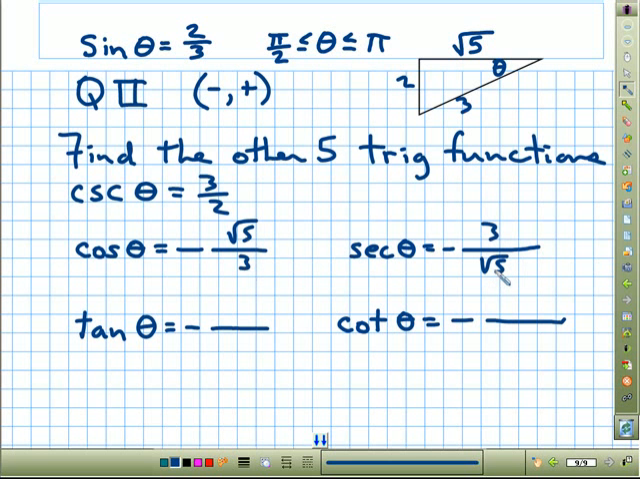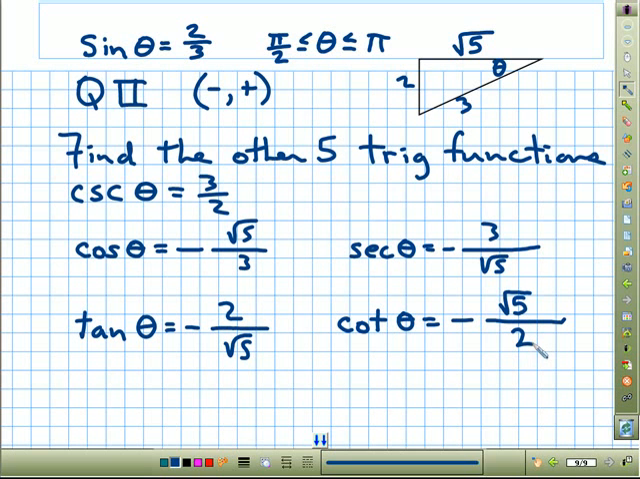Now what about tangent? Opposite over adjacent. So it's going to be 2 over 3 over square root of 5 over 3. So we can just say 2 over square root of 5. And the cotangent is going to be the square root of 5 over 2, right? Because you flip the tangent. Okay. Any questions about that?